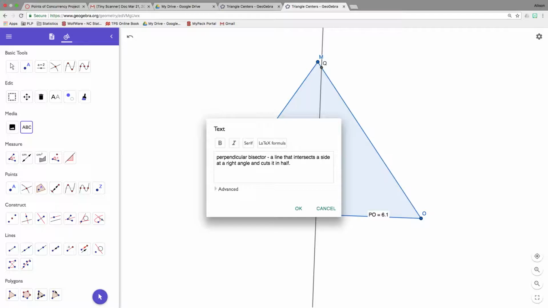A line that intersects the side at a right angle and cuts it in half. Or I could have said at the midpoint. Might have sounded a little bit better. A line that intersects the side at a right angle and cuts it in half, or at the midpoint.